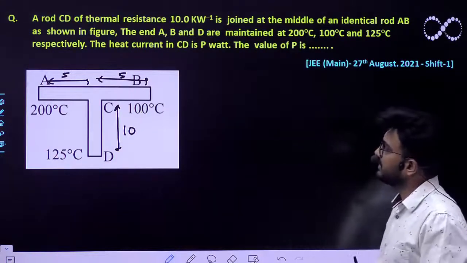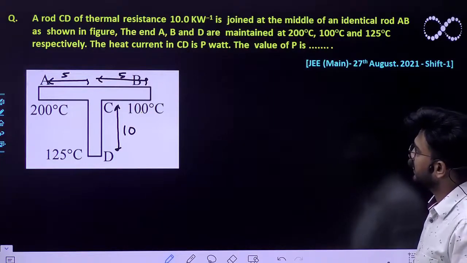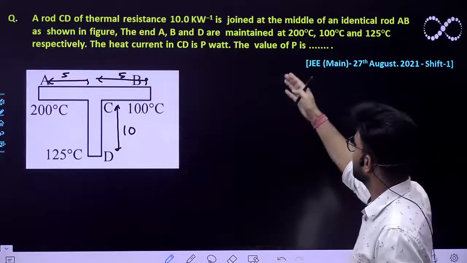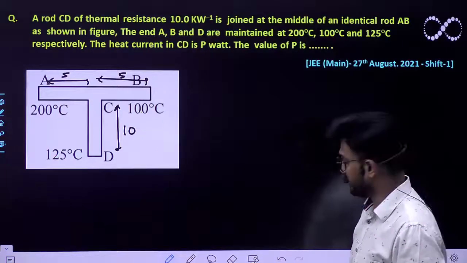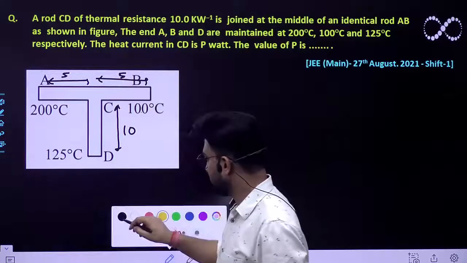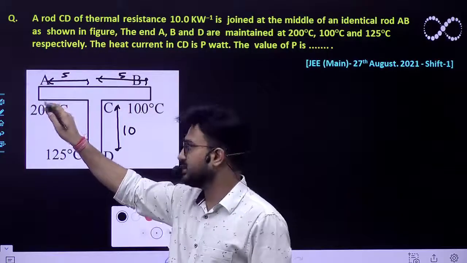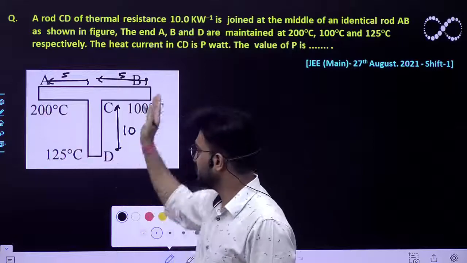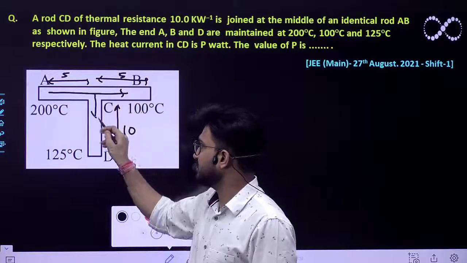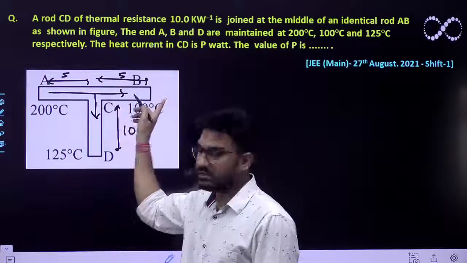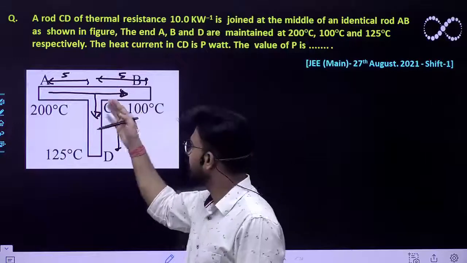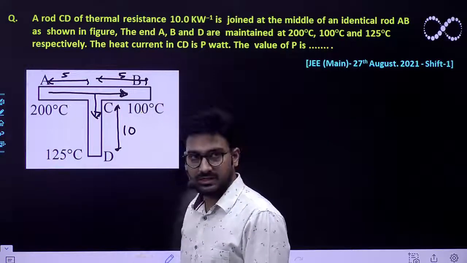The heat current in CD is P watt. So what is the heat current in CD, which is P watt? The value of P is what you need to find out. We also know that since this terminal has been given at a higher temperature as compared to these two terminals, the heat would flow just like this. At the junction it will go to different ends. Some of the heat will go towards C and some of the heat will go towards D.